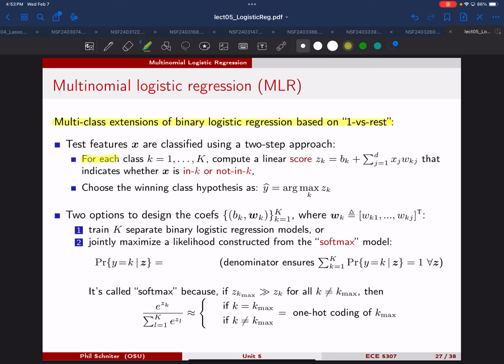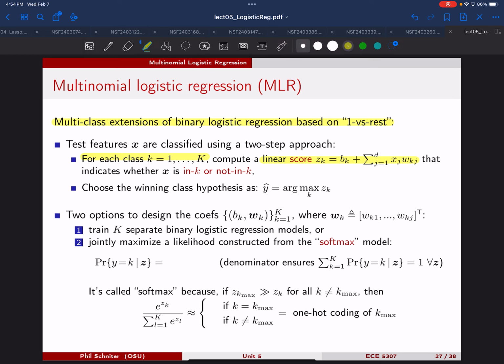For each of our classes, little k, going from 1 to big K, we compute this linear score, z_k. I'm going to use an intercept that is k-specific, and a weight vector that is k-specific. So for every class, I have an intercept and a vector of weights, w_kj, where j goes from 1 through d. And just as we described, you can interpret that linear score as whether the feature vector is in class k or not in class k. That's the interpretation of that particular score. And we have capital K scores, one for every possible class.